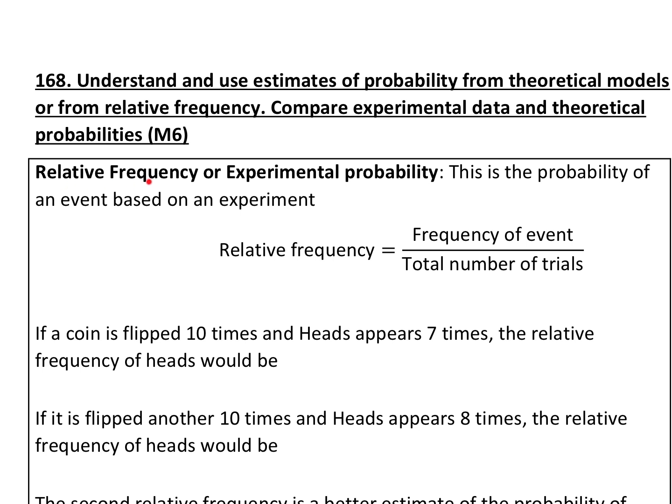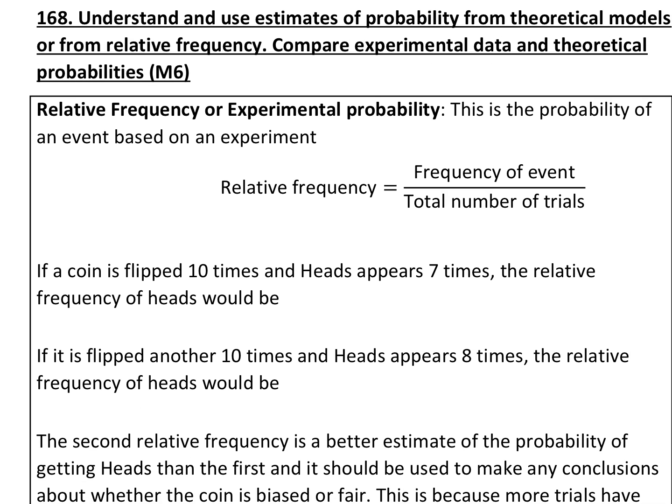So the relative frequency, or the experimental probability, is the probability based on an experiment. So it's how frequently something happens relative to how many times the trial has been done. Or in an equation, relative frequency is the frequency of the event divided by the total number of trials.